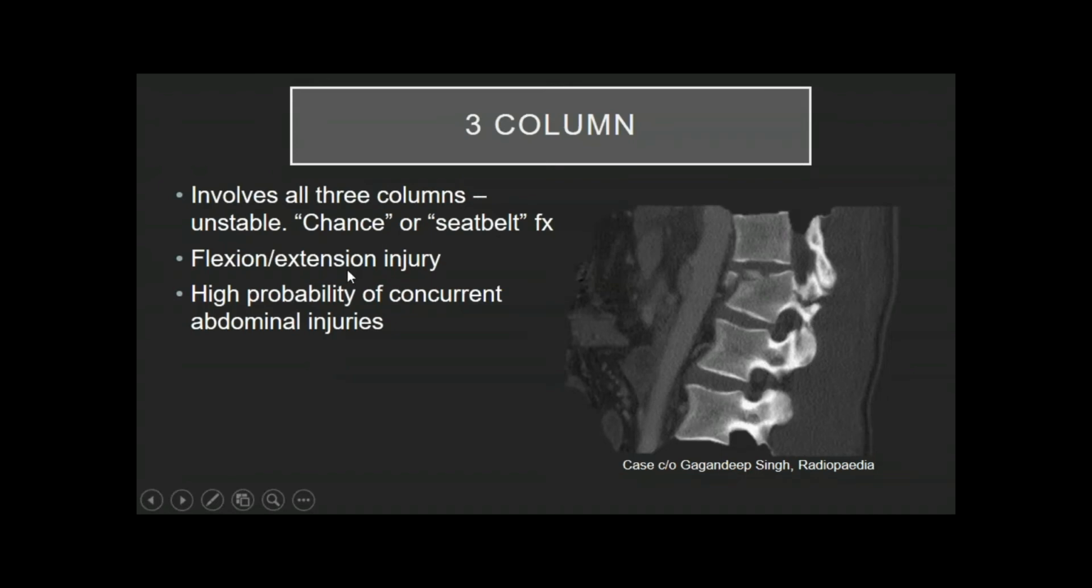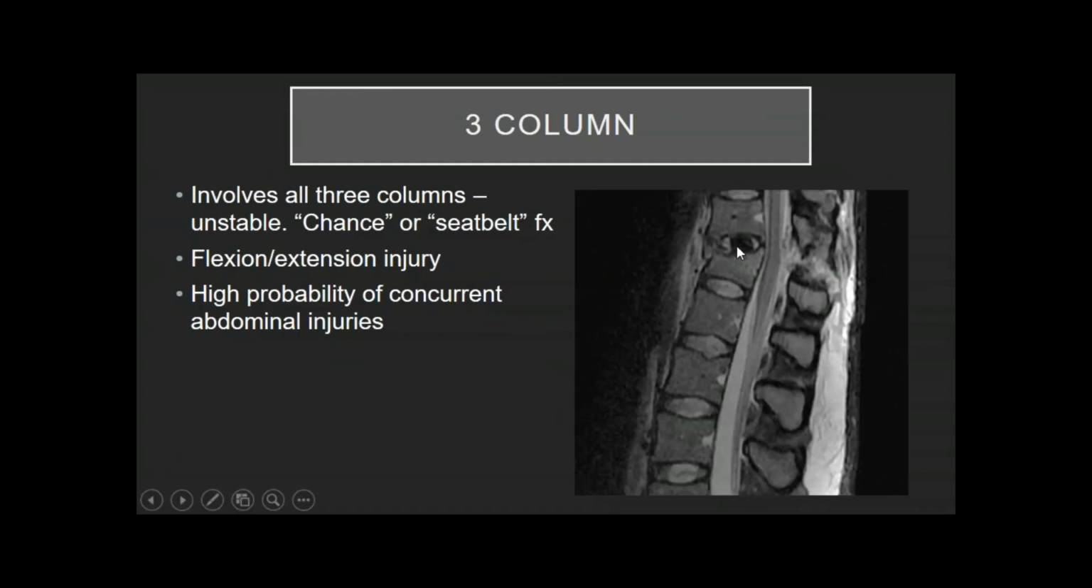Well, this is called a chance fracture, otherwise known as a seatbelt fracture. This is a patient that essentially has a large degree of force going through their abdomen, and it shows up as a fracture involving all three columns. So you can see here the anterior column, the posterior column, and then you can see the fracture going through the posterior elements. This is an unstable injury. Not only is it unstable, but there's a high probability that they're going to have abdominal injuries as well. Okay, so this is one to be aware of because this is a potential surgical candidate.